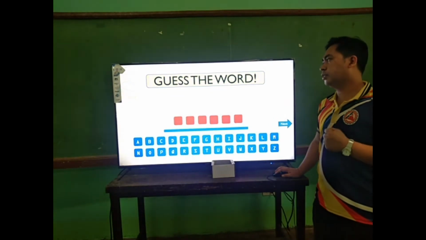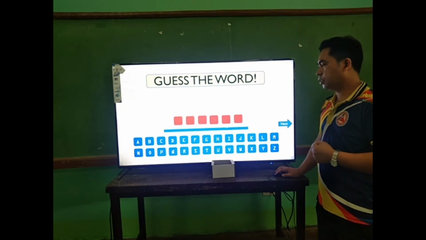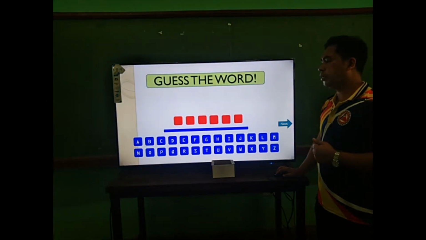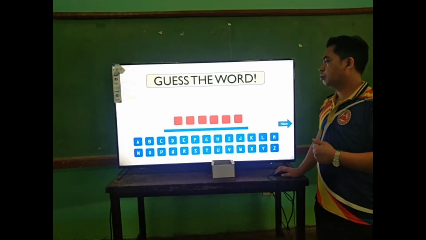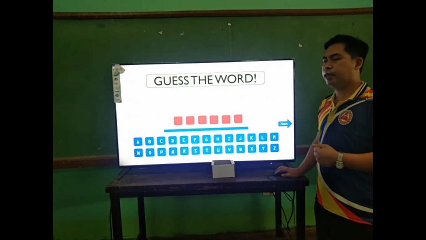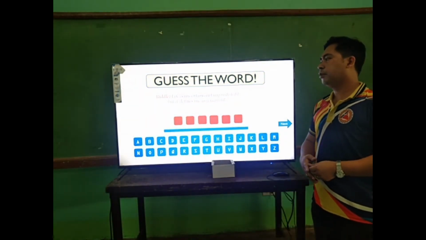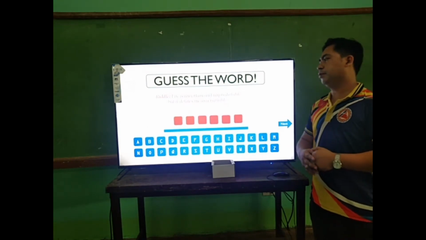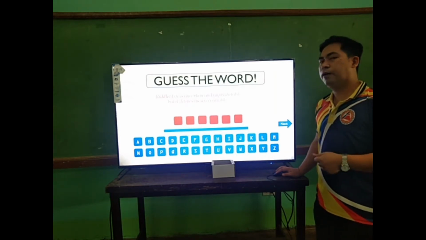This is called Guess the Word. Okay? So I have here red boxes. We are going to fill in these with the letters of a word that is connected to our lesson. So all you have to do is to choose a letter that might be in this array of red boxes. But before that, you are given a clue or a hint. This is the riddle: Life is uncertain and unpredictable, but it defines me as a variable. What word is the answer to this riddle?